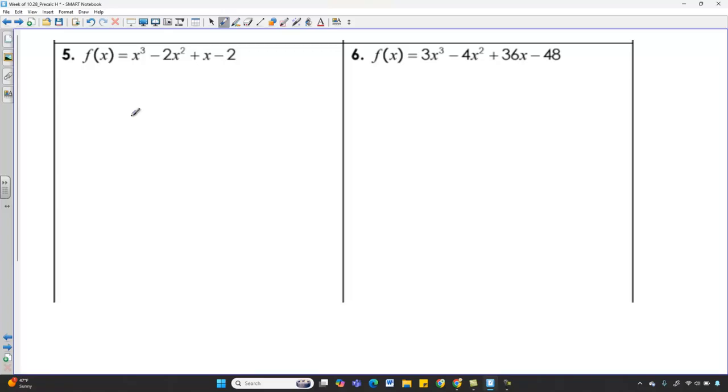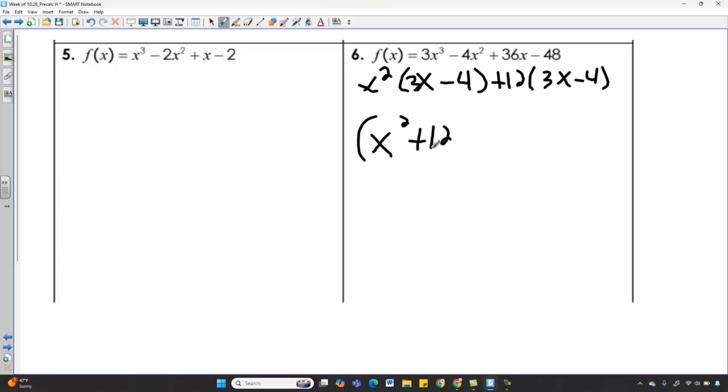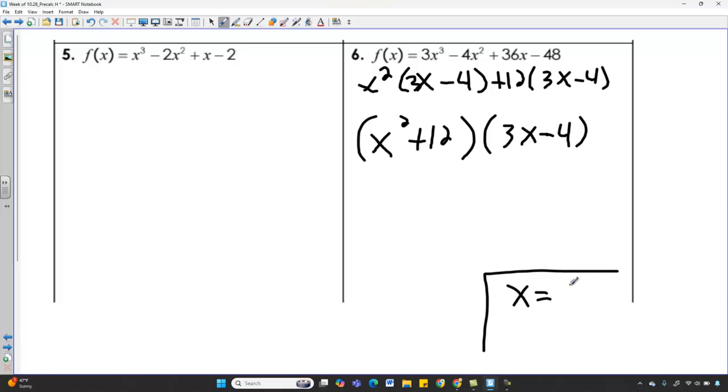on 5 or 6. I think 6 is looking a little more difficult, so let's just go for that one. I'm hoping I could just factor by grouping right now. So 3x minus 4, and then can we take out a 12 maybe? 3x minus 4, oh that's good. So x squared plus 12, that's going to be the one that has your imaginary solutions, and 3x minus 4. So we know that one of our answers is x equals 4 over 3, because that's going to be 3x equals 4, and this will be 4 over 3.